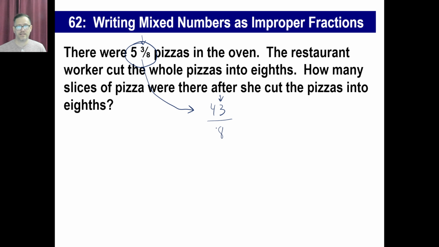So that's all we need to do. And the method of doing this is this. Look at how we got 5 3/8 and turned it into that. What we did was we took the denominator, multiplied it by the integer, and then we added the numerator.